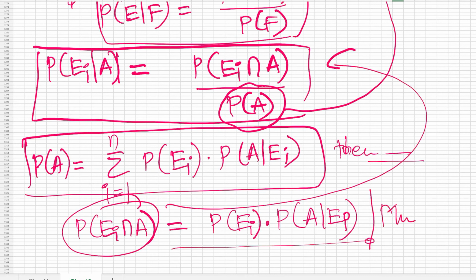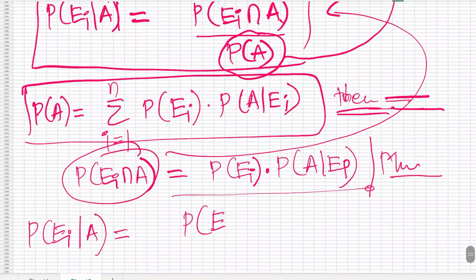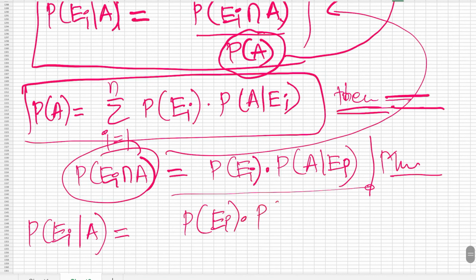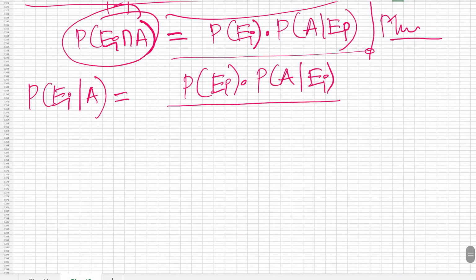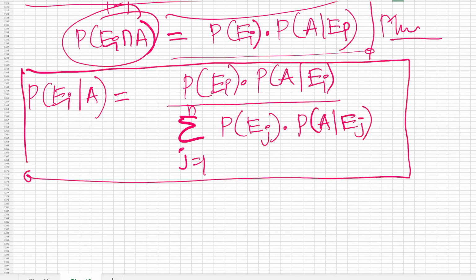So just put it here. This is the multiplication rule of probability and this is the theorem of total probability, right? Just put these two formulas here, just place them. What we will find is that P(Ei given A) is equal to P(Ei) multiplied by P(A given Ei), divided by the sum with j from 1 to n of P(Ej) multiplied by P(A given Ej). This is what the Bayes theorem says.